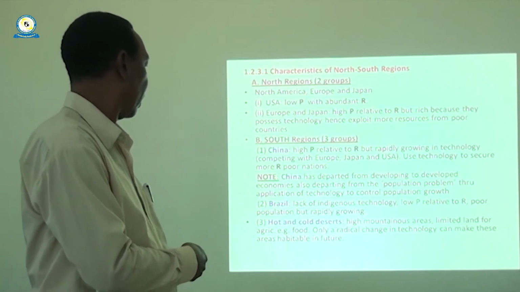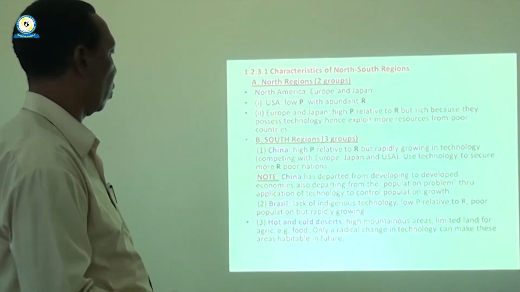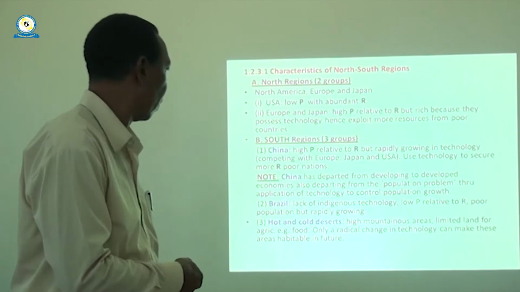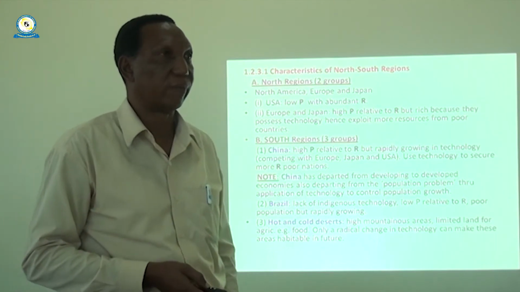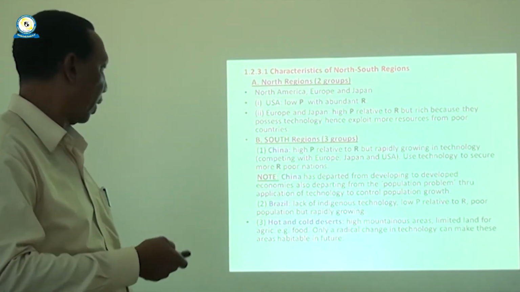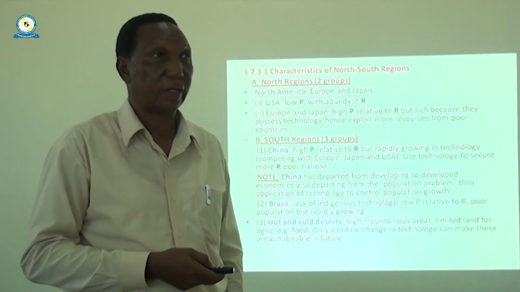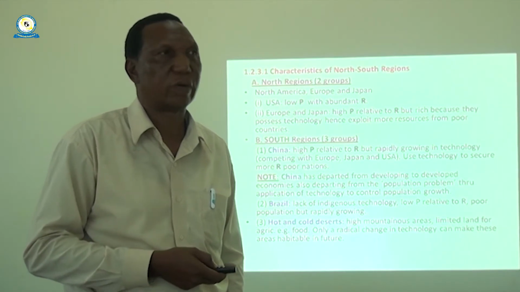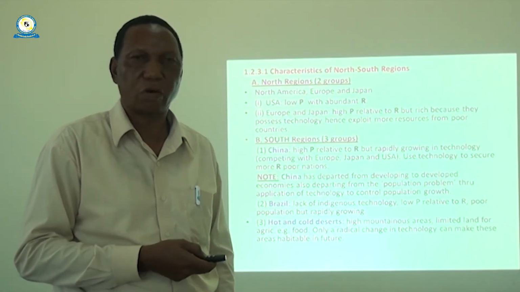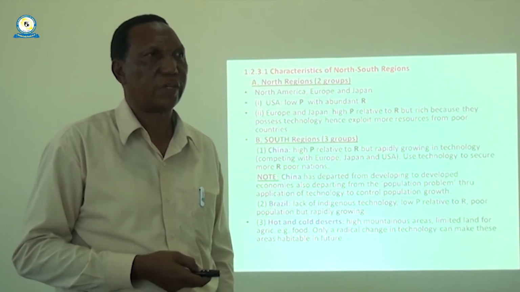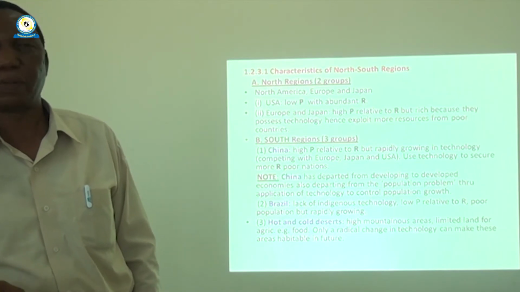Now, we have hot and cold deserts. They are characterized by high mountain areas, and limited land for agriculture and food. Only a radical change in technology is needed actually to make these areas habitable. Maybe, because we are in the era of technological advancement, there could be ways where they can improve the environment, but it's extremely cold. Although now, due to climate change, the ice is melting, I don't know what will happen later.